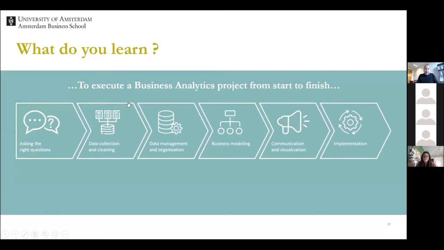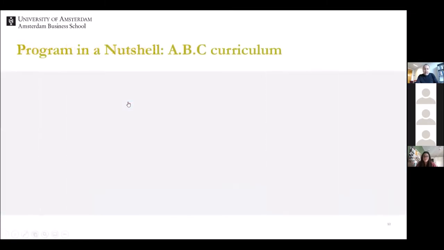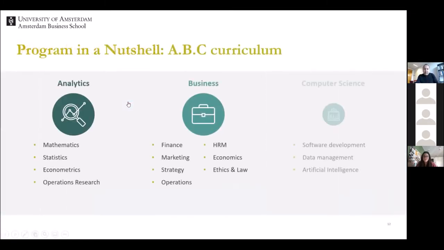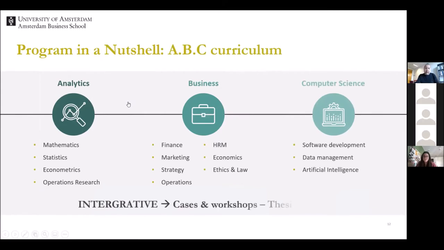And last but not the least, communicating these results to the managers, because the analytics process does not end when you report the results. As business analytics people, we also need to be able to communicate this to other people, managers, business people, non-technical people. So this is about the whole process, right? So we achieve this by building and using this ABC curriculum, as we call it.